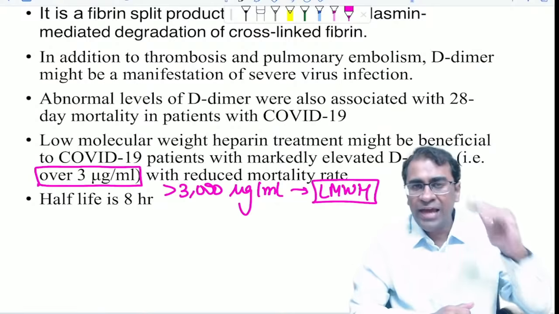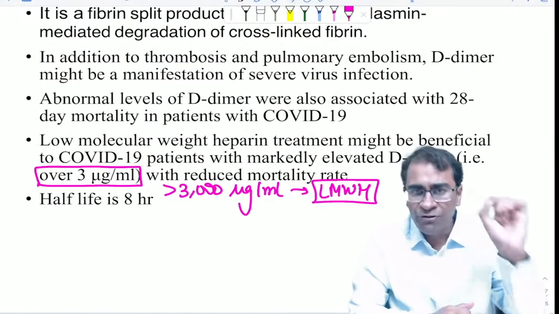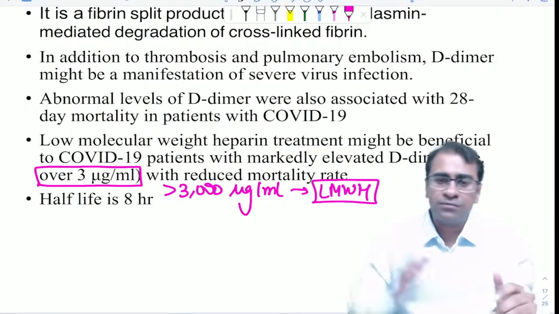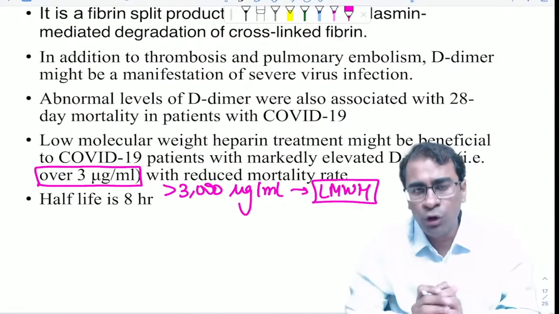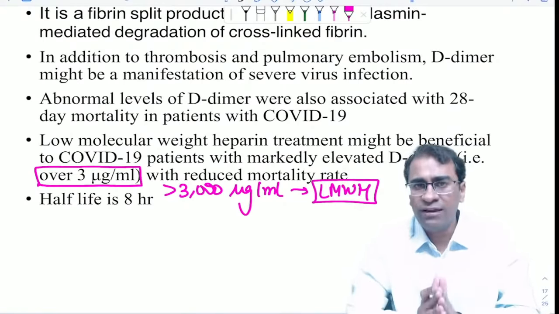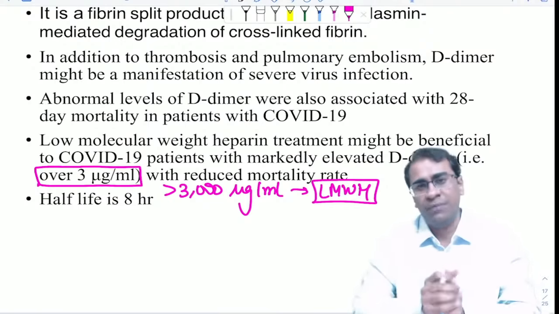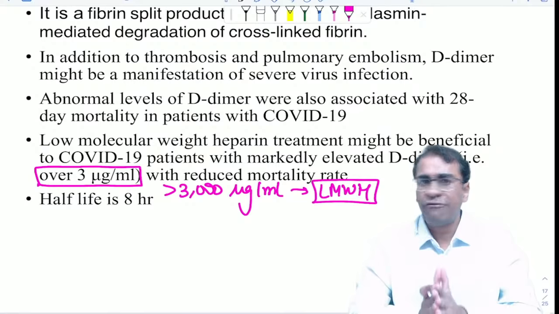It really comes down to this: a high D-dimer level is often seen with a high mortality rate. So often the patients are given low molecular weight heparin, the Clexane, and should be monitored with, again, a D-dimer on a repeated basis. So D-dimer should not be a first line investigation.